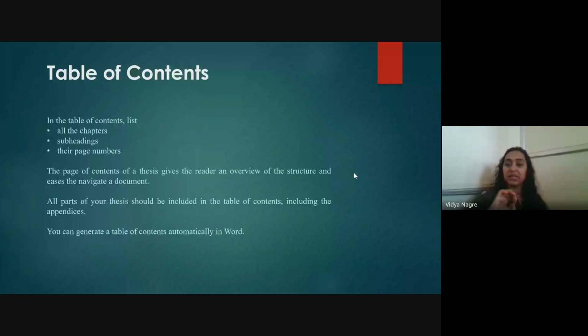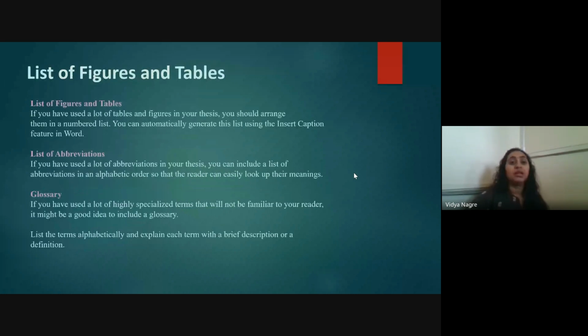Research various chapterizations, subheadings, along with page numbers. Then comes the various lists of figures and tables. If you have used abbreviations, make a separate section, give the title Abbreviations, and list them out.